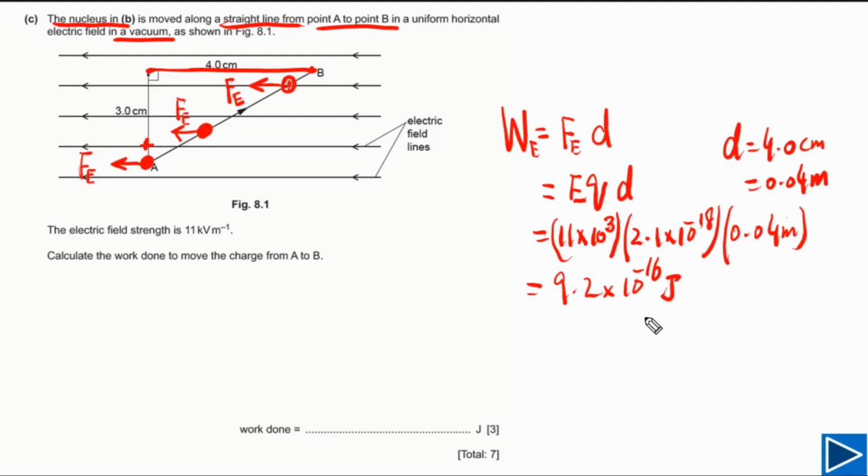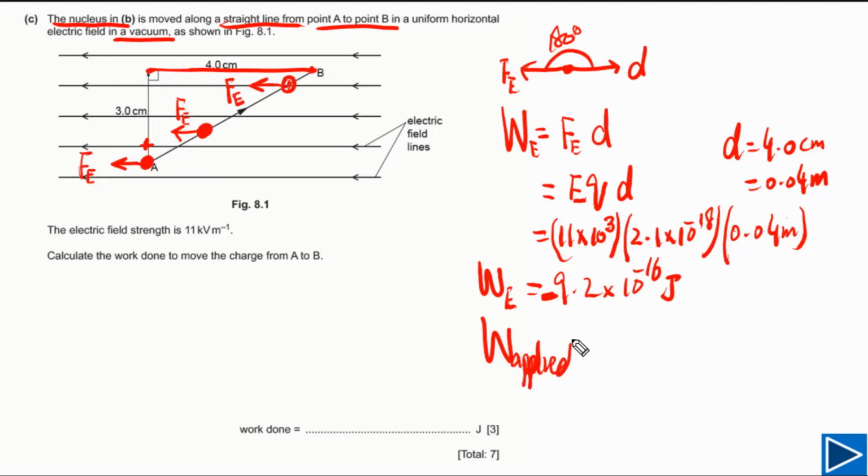But this work done is negative. Why is this work done negative? The force is to the left and the distance covered is to the right. So the angle between them is equal to 180 degrees. So we can say the work done by electric force is negative. But the work done by the applied force will be equal in magnitude, but the work done will be positive. So this is the work done.